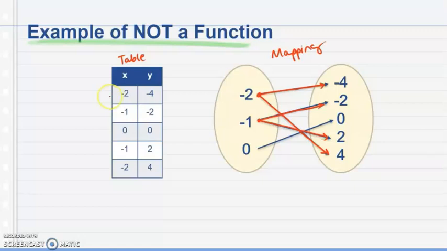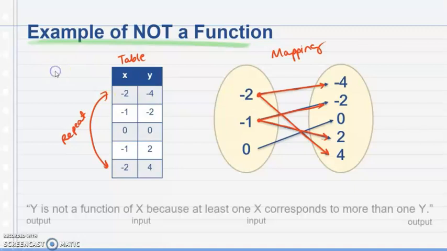If we're looking at the table, something to notice is you see how you have these repeating x values. That is going to be a big clue that this is not a function, because -2 is going to two different y values. So we can say this in a sentence similar to what we did before: y is not a function of x. Y is not an output of x, because at least one x value corresponds to more than one y. They have to be exactly one in order to be a function.